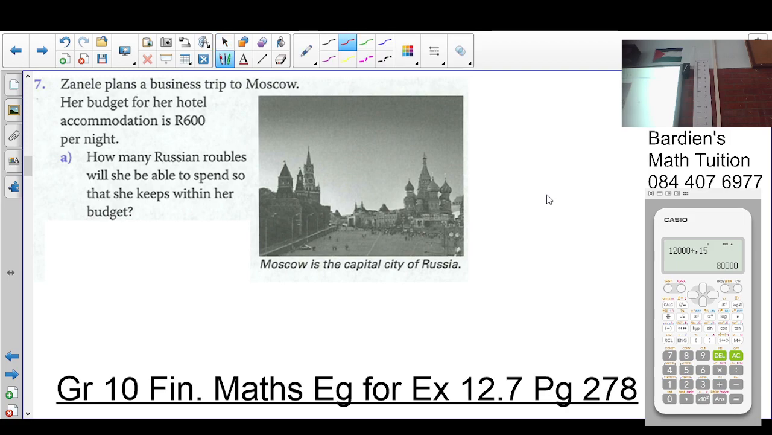So what's the exchange rate between the ruble and the rand? 0.22 Russian rubles is equal to 1 rand. Okay, I don't know what the symbol is there. So if she's spending 600 rand a night, you sure this is the given thing? Yes, sir. 0.22 is equal to 1 rand.